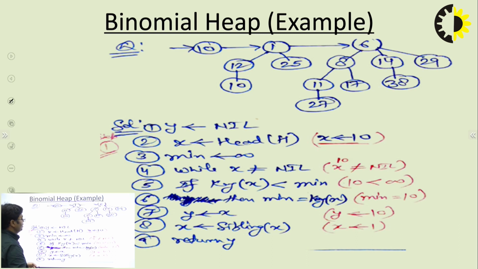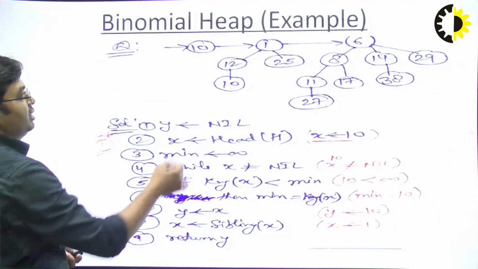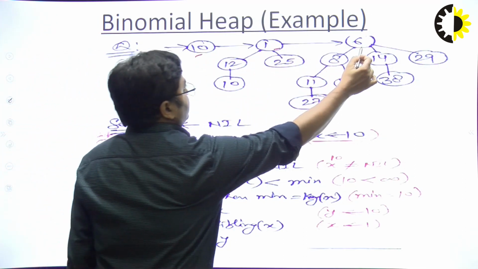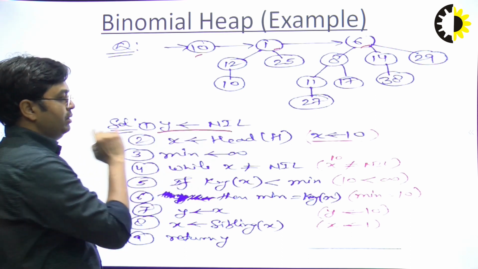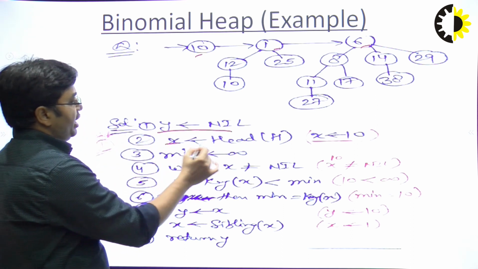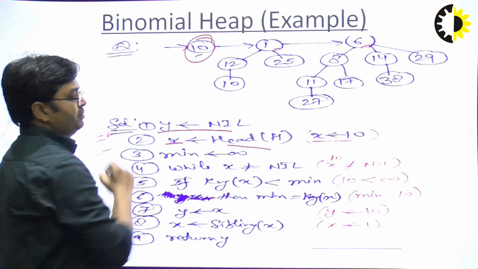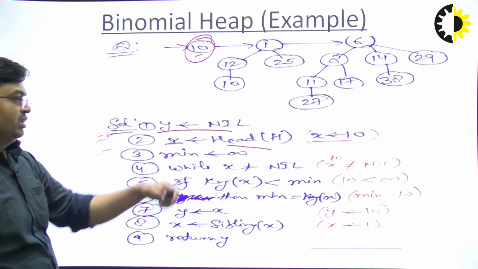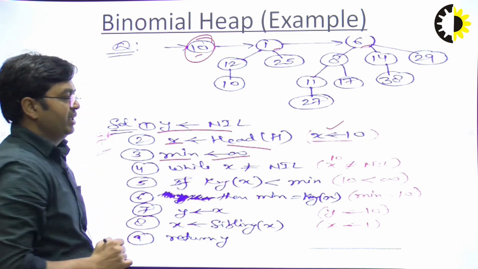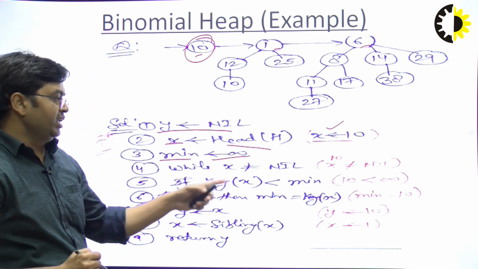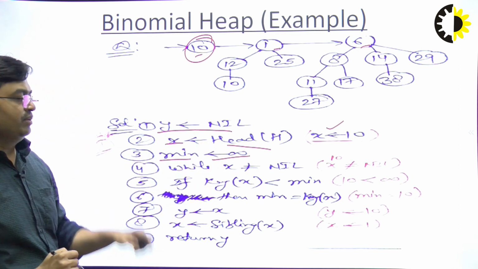There is a question for the same. Suppose the heap is 10, 1, 6. So y is initially nil. X is the head of h. Head of h is 10, so x has the value 10. Minimum is equal to infinity. We assign infinity to the minimum variable.